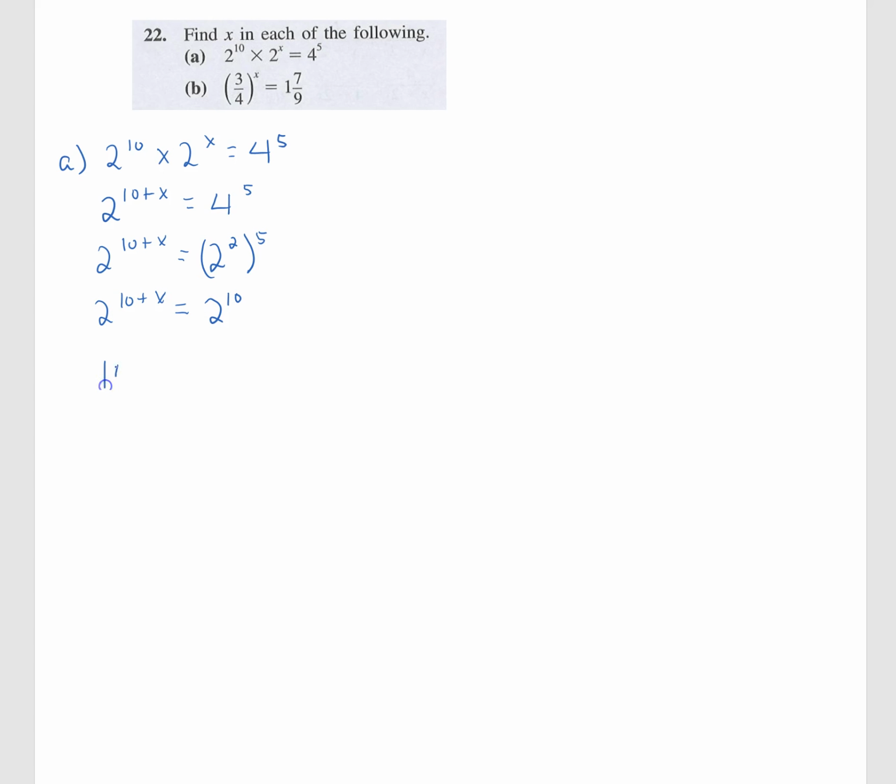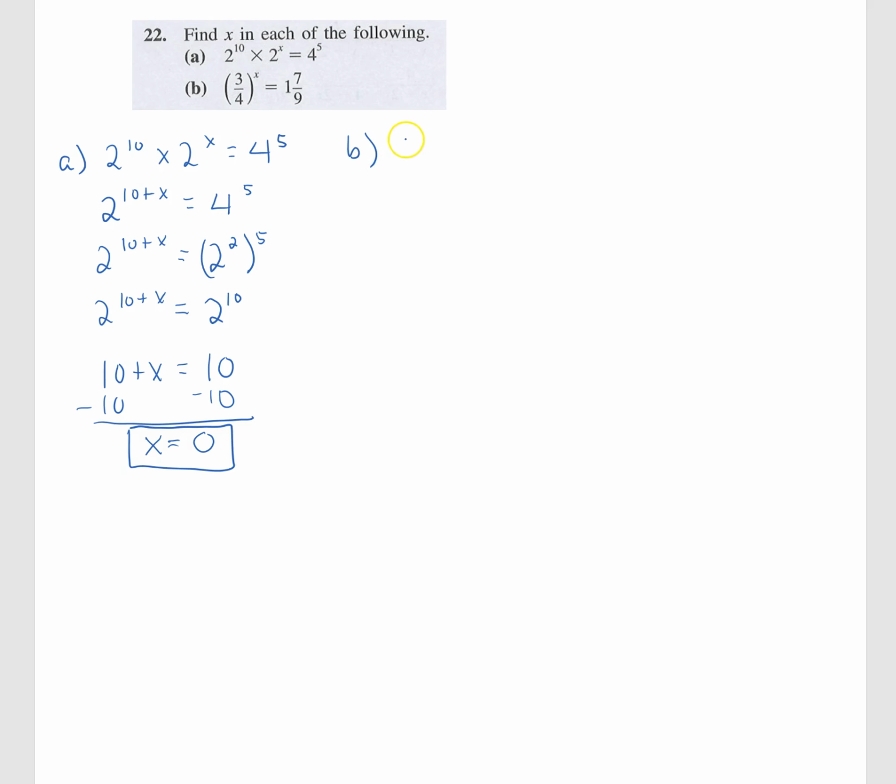So that means that 10 plus x has to equal 10. And if you subtract 10 on both sides of the equation, what you get is that x is equal to 0. So x equals 0 is the answer to part A.